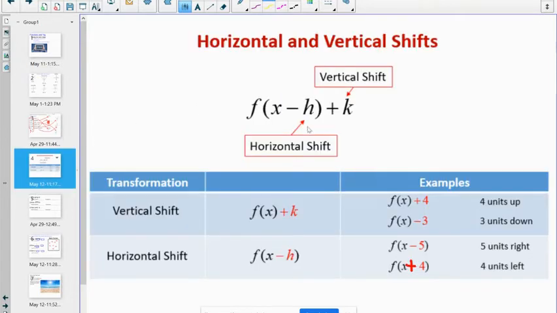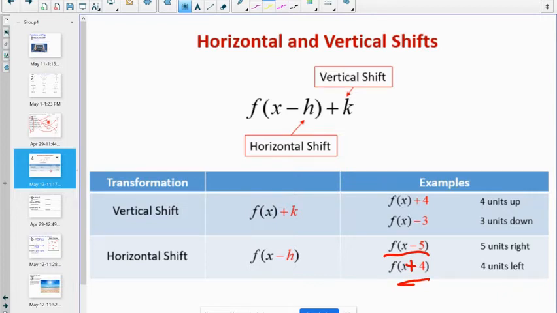So now we have a horizontal and vertical shift. We have our h value and our k value. The h, think h for horizontal. And that is always going to be inside the grouping of whatever you see. It's always underneath the square root sign, underneath the fraction, in the parentheses. That's where that is located. And if it's subtracting, it's to the right. If it's adding, it's to the left. Remember that.